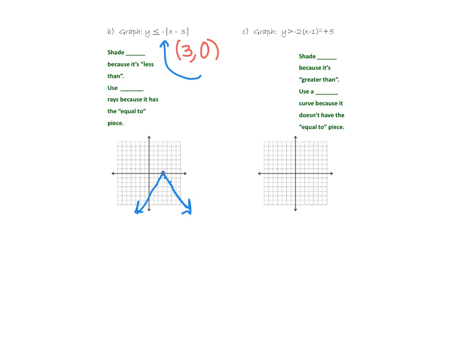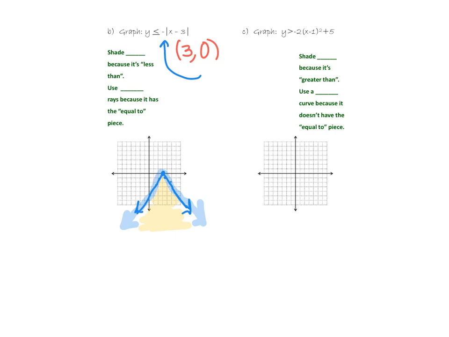Because I see an inequality, I know there's some shading that needs to take place. Now I need to figure out, do I shade above this function or below? Because it is less than, I am shading below. Hopefully you can see that. I could definitely test (0, 0) to make sure my shading is in the right place, but I am sure it is.